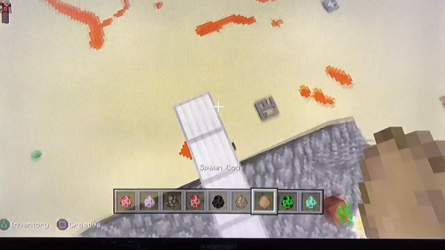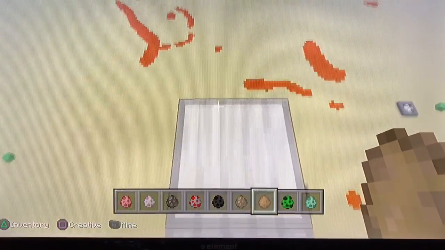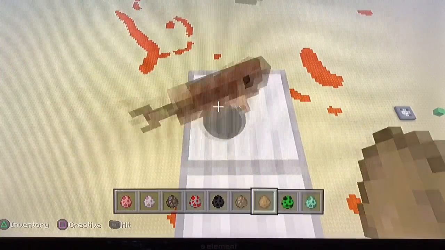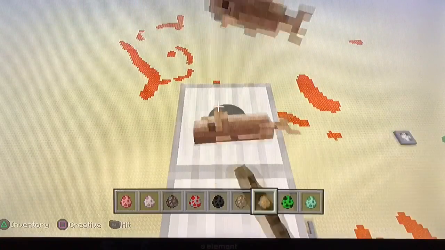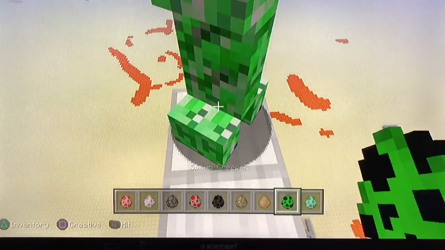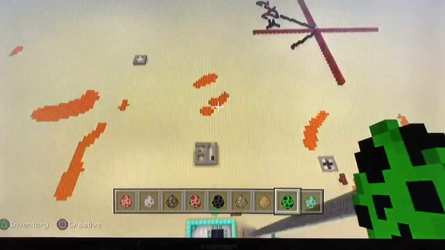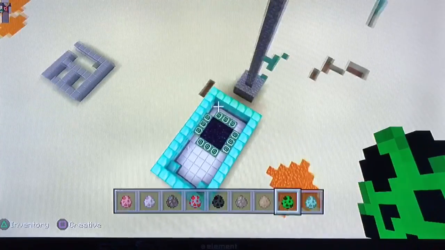Now I'm going to spawn a couple things. That was a husk, and now here's a cod, or multiple cods. And now here's a creeper. Now I'm just going to push him over the edge, and you can see he goes right into the end portal. Just like that.